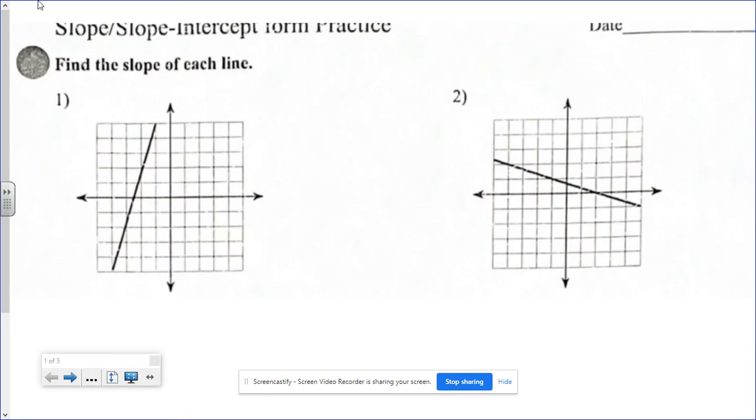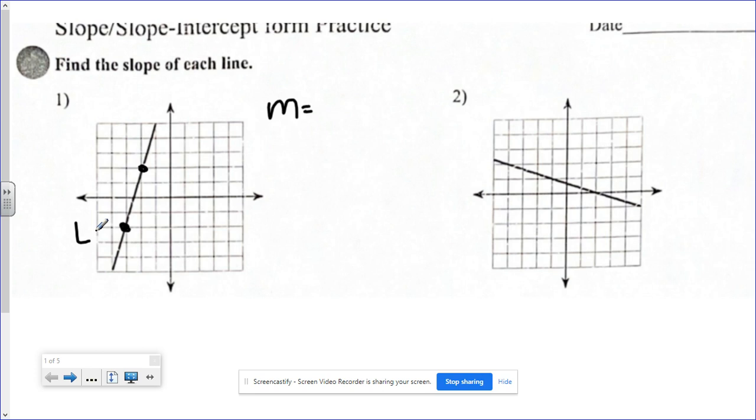All right, guys, so the first two questions, actually, there's more than that, says find the slope of each line, and they give you a graph. So you have to start by making points on your line. From there, you're going to do rise over run like we've done in the past. So you got to start on the point that's closer to the left-hand side of the graph.